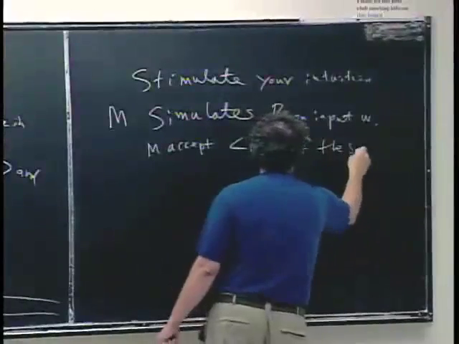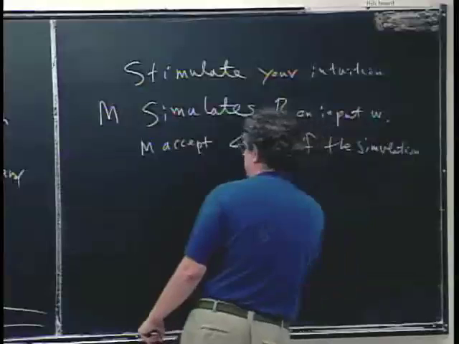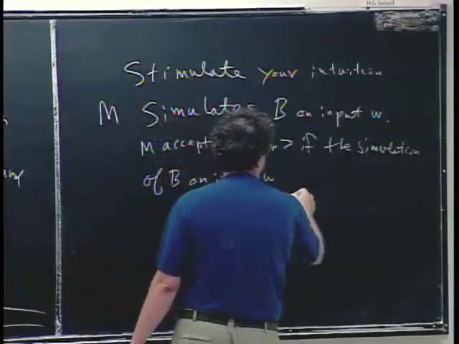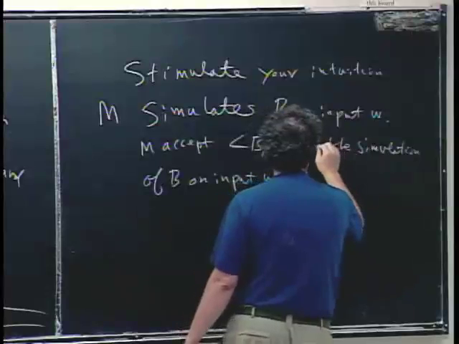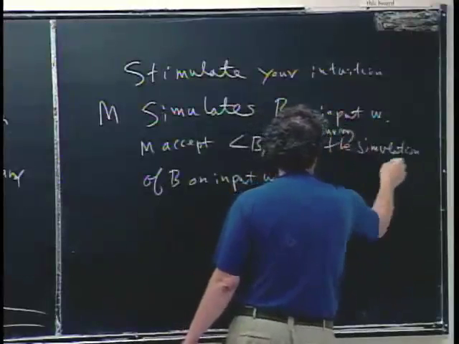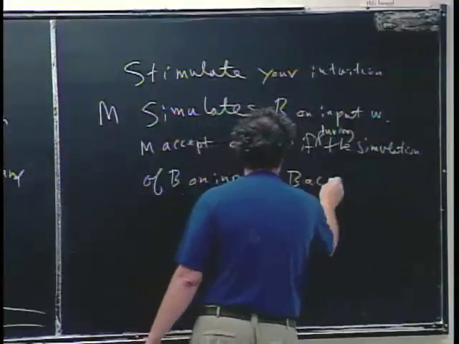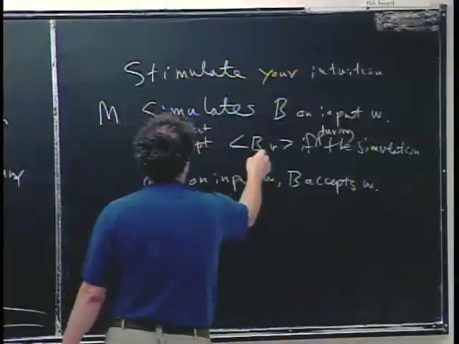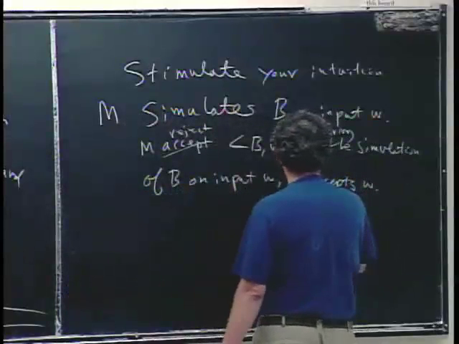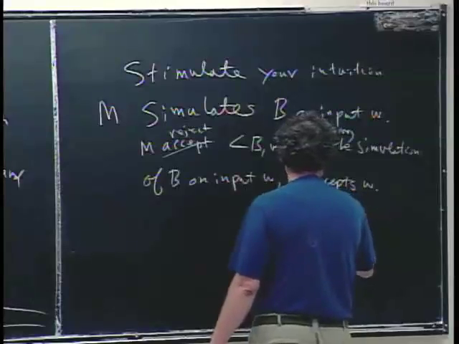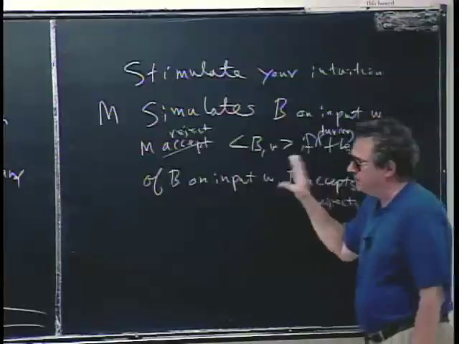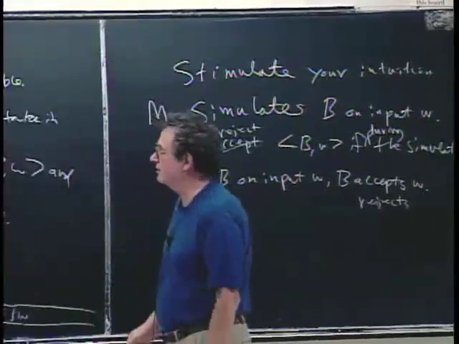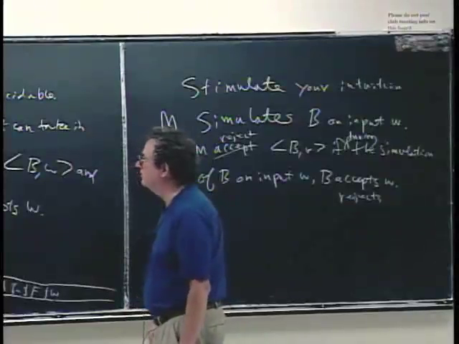M accepts its input if, I should say, during the simulation of B on input W, B accepts W. And it rejects if during the simulation of B on input W, B rejects W. Okay? So the hard part of all of this is how does the simulation actually work? And I'm going to think about that some more too, and you should do that as well.